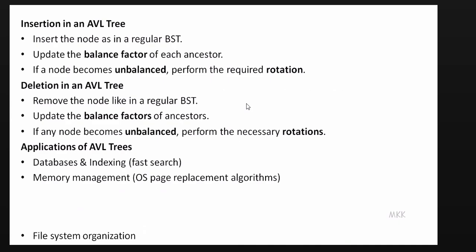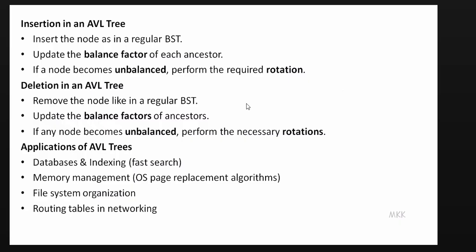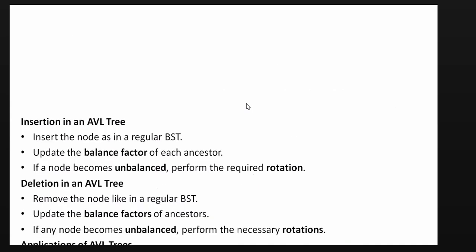Next is file system organization. Whenever you want to organize all file systems at a particular level, we will use AVL trees. Routing tables in networking: routing is a process of routing packets from source to destination. While sending packets from source to destination, the packets will choose their own way, but at the destination they have to be arranged in an order. This order will be maintained by using the AVL data structure.